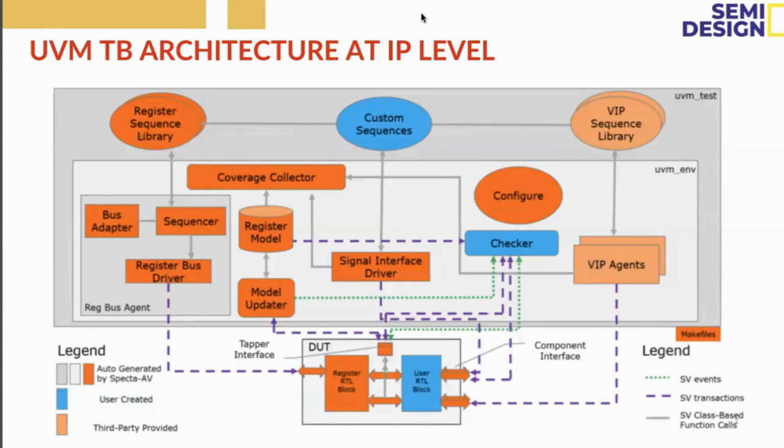So if you see here, a register RTL block is there, and there is another RTL block. So transmission between the register and another user RTL block. Okay, so to verify these internal registers, we need to create one RAL model. RAL is nothing but register abstraction layer.